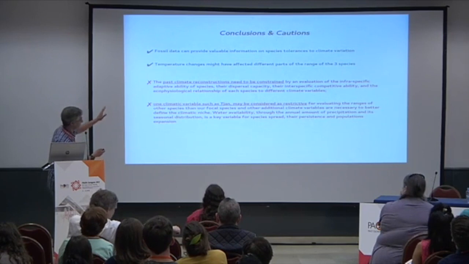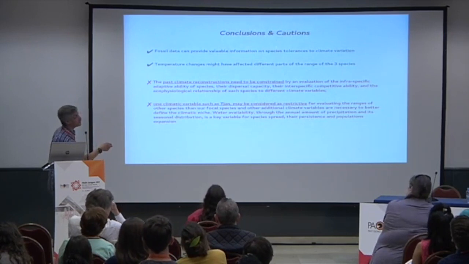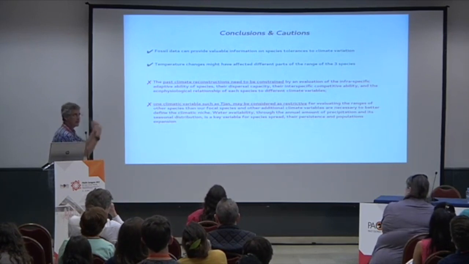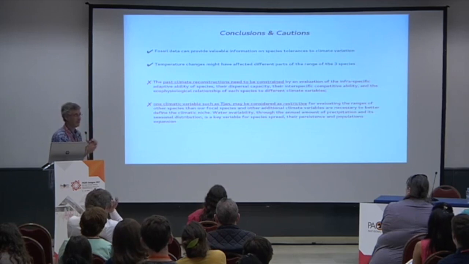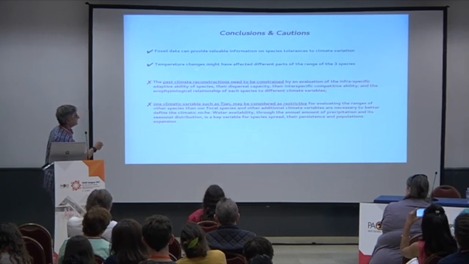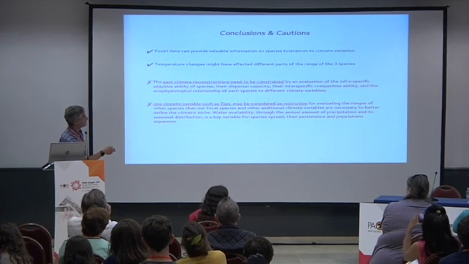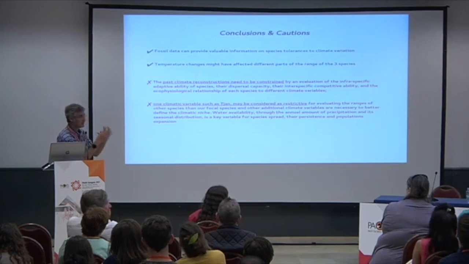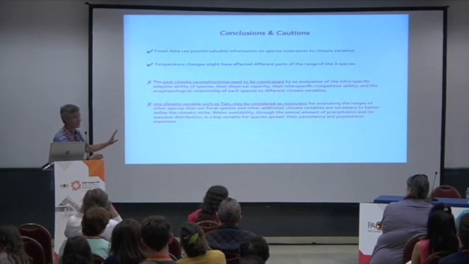The conclusion is that, of course, the fossil data can provide some valuable information about tolerances and can help for predicting, but also looking at these edge versus dominant areas can be useful. The temperature changes may have affected different parts of the range, not only its main part. But there are also major cautions in this type of study.